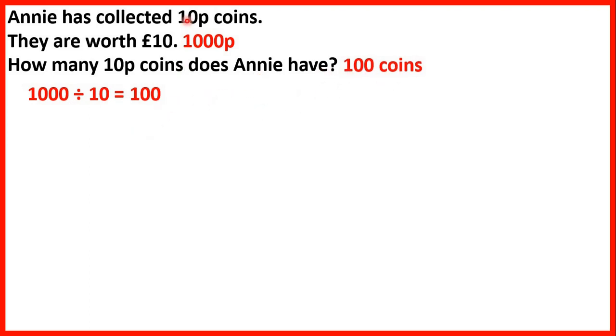The other way to solve this would be by counting up. So we know that £1 is the same as 10 10-pence coins, because 10 times 10 is 100, and 100 pence is the same as £1. But they are worth £10 altogether. 1 times 10 is 10, and 10 times 10 is 100.